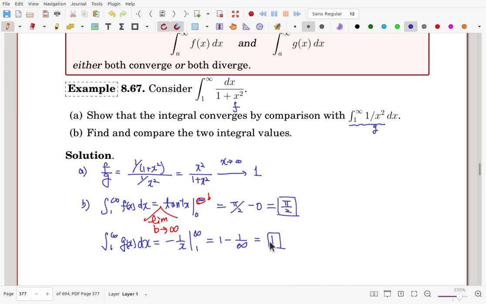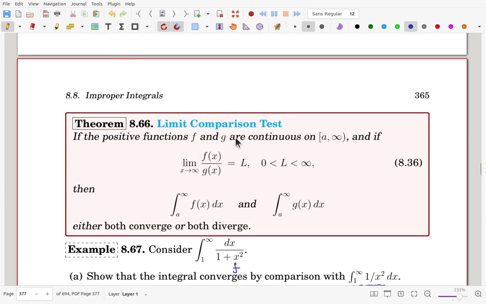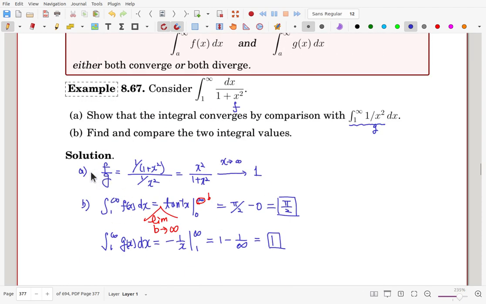So here, the limit of the ratio in this limit comparison test is not saying anything about the relationship between the two values. However, it is saying that if one is convergent, then the other should converge, and if one is divergent, then the other should also diverge. But this ratio is not 1, so it doesn't say that the ratio between the integral values is anything in particular.